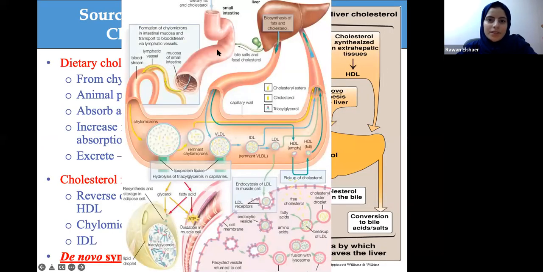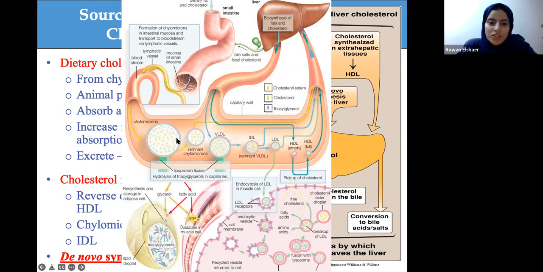Okay, ignore the background, look at this. This is your intestine, okay? You have cholesterol that comes in. As soon as the cholesterol is in your intestine, it gets absorbed into your lymphatics. This is a lymphatic vessel, and then it goes through your blood, okay? Once it's absorbed, it becomes a chylomicron. It's packaged into a chylomicron.